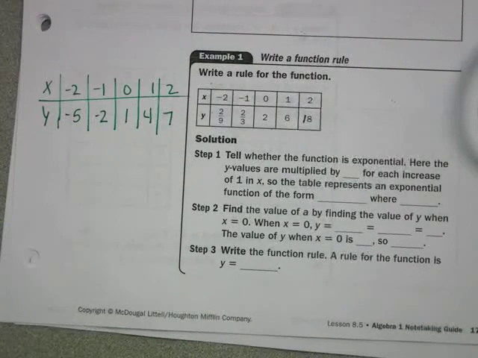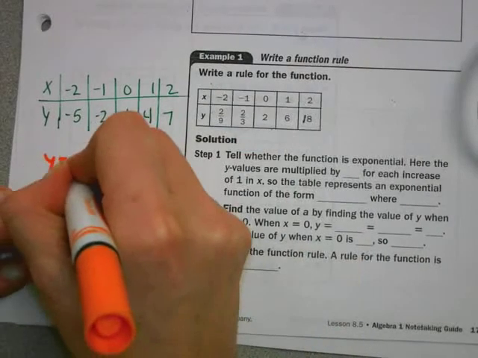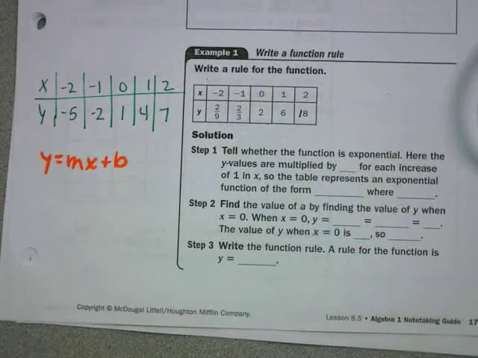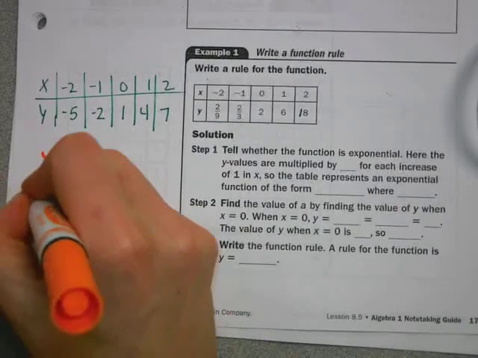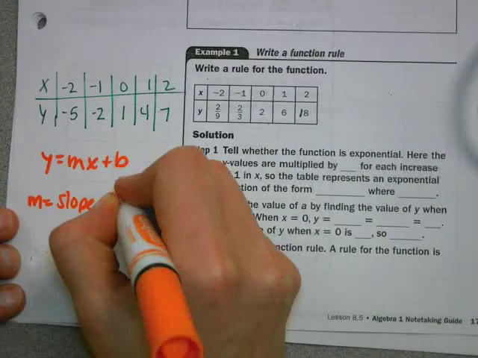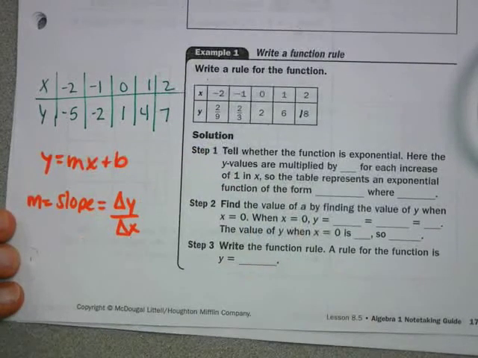So refresh your memory. What is the general form of a linear equation? I hope you said it's y equals mx plus b. You could have also said standard form or point slope form, but y equals mx plus b is the one we use all the time. So m stands for what? It's the slope, right? Which is the rise over the run, or the delta y over the delta x, the change in y over the change in x.